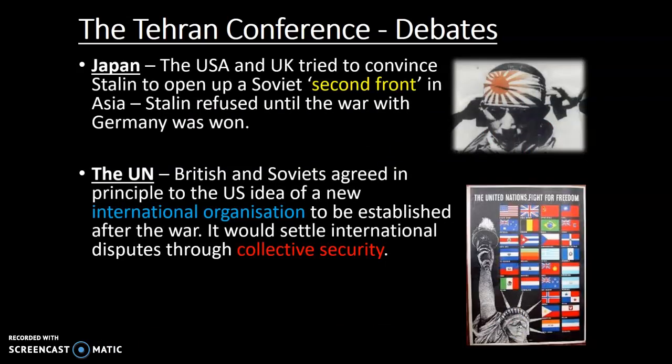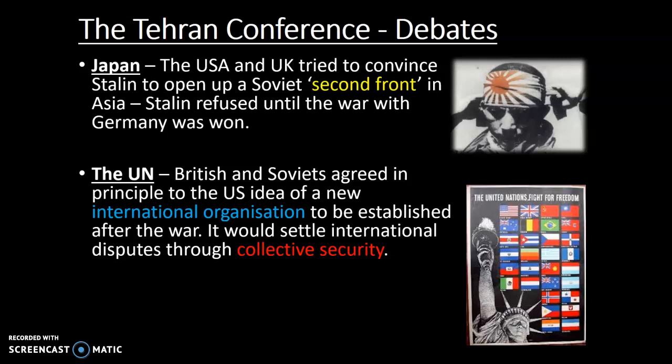The other issue is whether or not there will be a second front in Asia. Stalin does refuse in 1943 to go to war with Japan and help the United States until the war with Germany is won. And then there is the discussion of the United Nations.